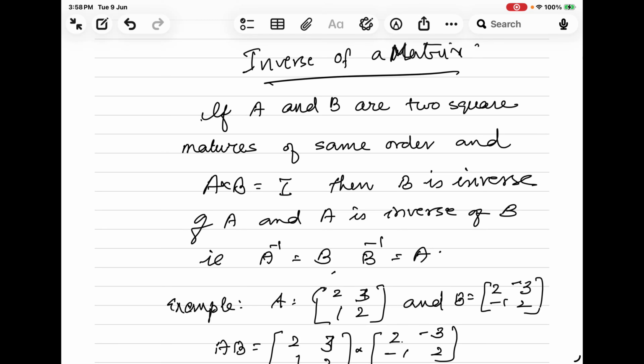Hi all. Today we are going to study about inverse of a matrix.